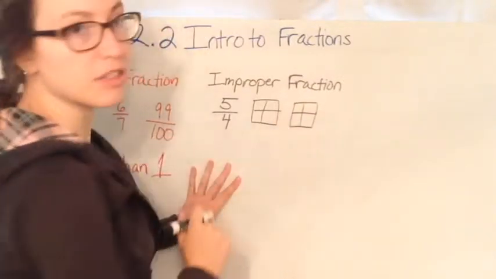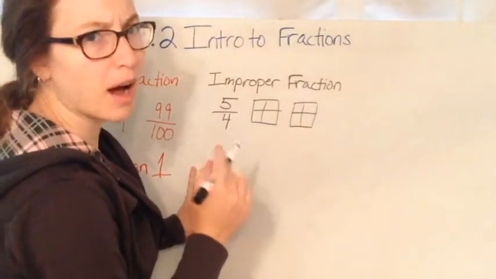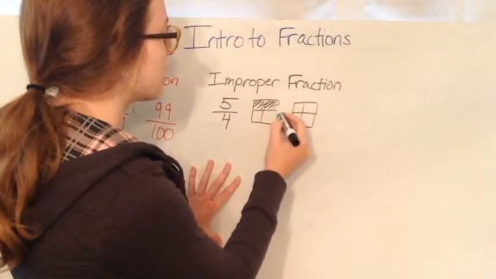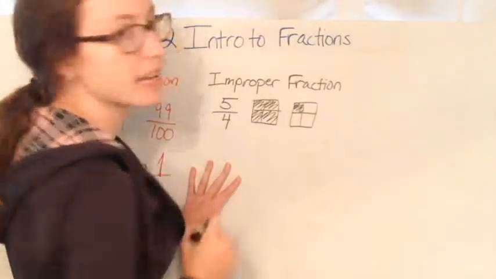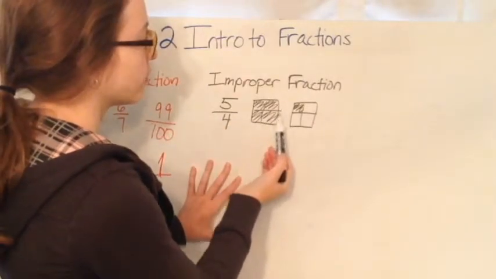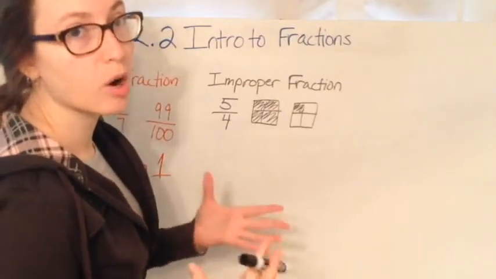And so we have 2 things that are cut into 4 pieces, and I'm going to take 5 of those quarters, or 5 of those fourths. So I'm going to take this one, this one, this one, and this one, and I'm going to take this one. So how many quarters have I taken? 1, 2, 3, 4, 5. It's improper because we're taking more than a whole thing.